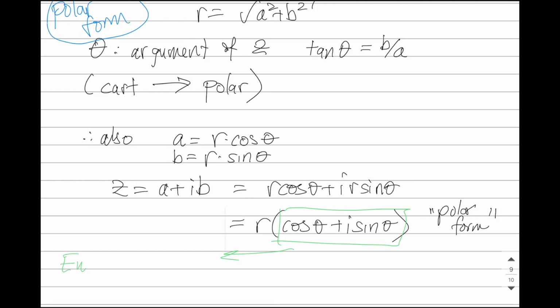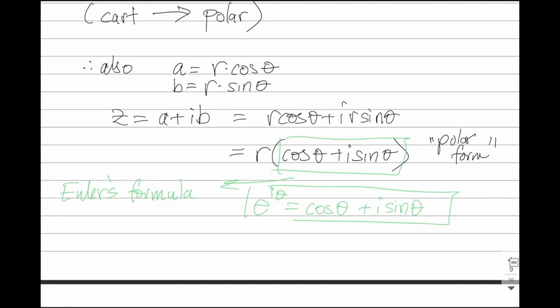Without proving it to you, there's something called Euler's formula. If some of you are in Calc 2 learning Taylor series, you can prove this formula using Taylor series, but we're just going to accept this as fact for now. Anytime you have cos theta plus i sine theta, you can write it in this exponential form. So another way to represent a number in polar form is r times e to the i theta.